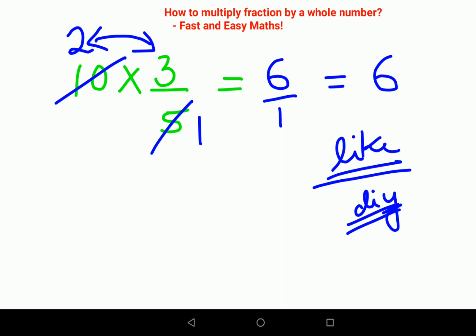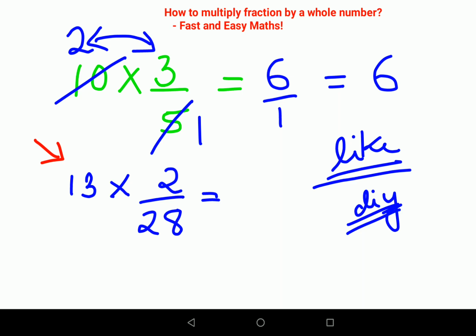Now see, if we had something like this, 13 into 2 upon 28. Like I said, it is better to cancel at this particular step, because otherwise you will multiply 13 into 2, that gets you 26, and then you have 28, and then you divide both the numbers. But since I know that 2 is an even number and 28 is also an even number, I can say 2 ones are 2 and 2 fourteens are 28. Now obviously there is nothing else left to cancel, so I can just directly multiply 13 into 1, that gets you 13, and the denominator we have is 14.